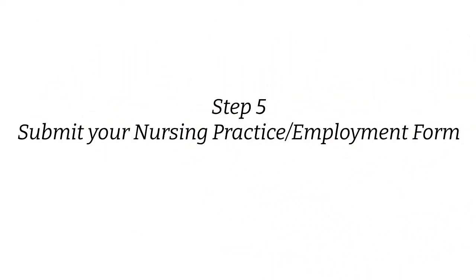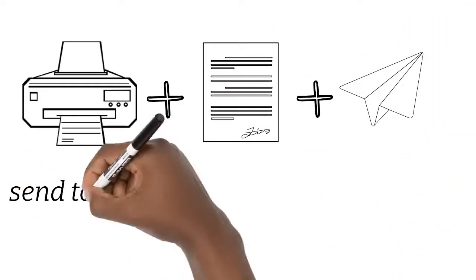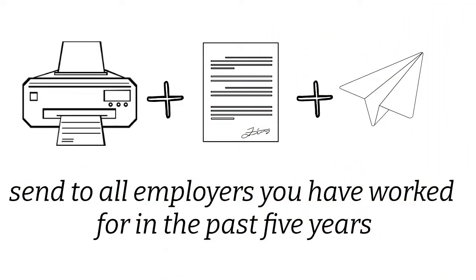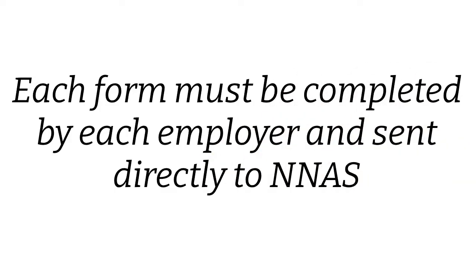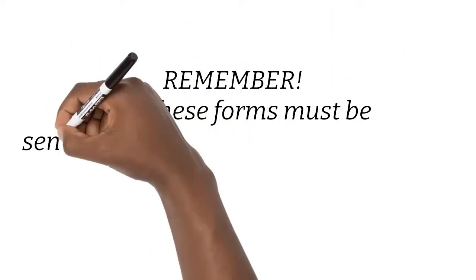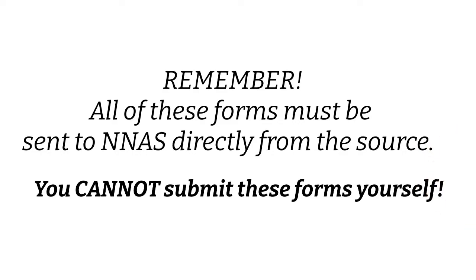Step 5. Submit your nursing practice or employment form. Again, you will need to download and print this form from your online account. Sign, date, and send this form to all the employers you've worked for in the past 5 years. Now, these forms must be completed by each employer and sent directly to the National Nursing Assessment Service by mail or courier. Now, remember, all of these forms must be sent to the National Nursing Assessment Service directly from the source, which means that you cannot submit these forms yourself.